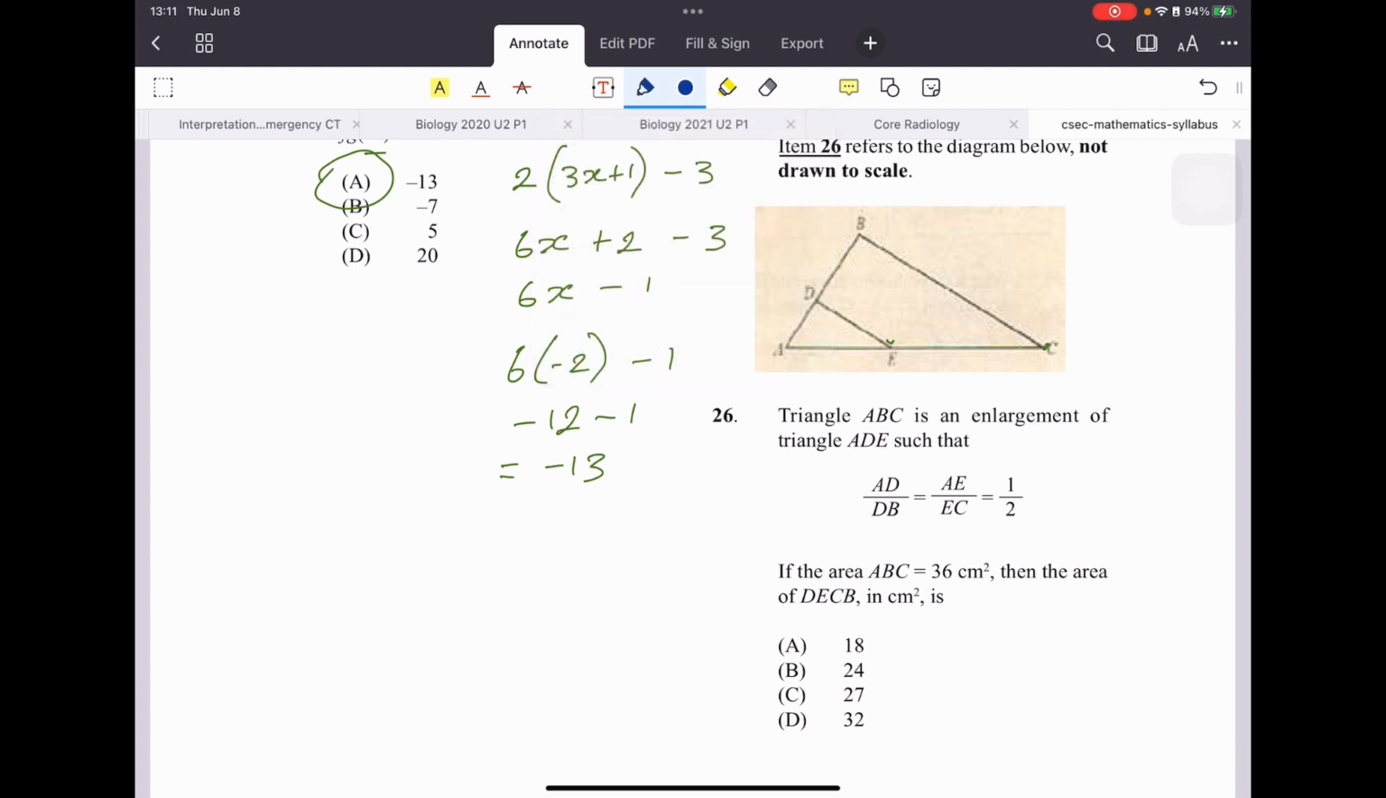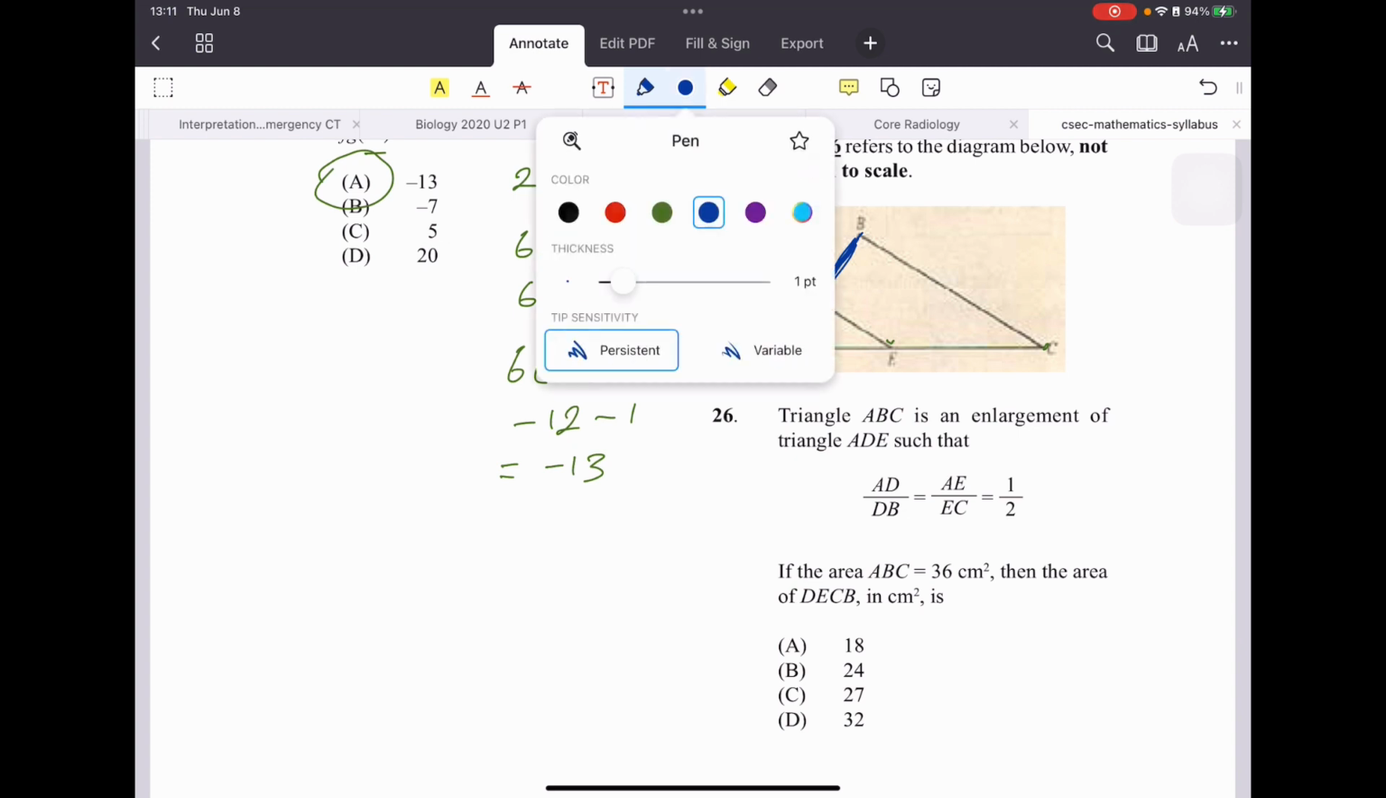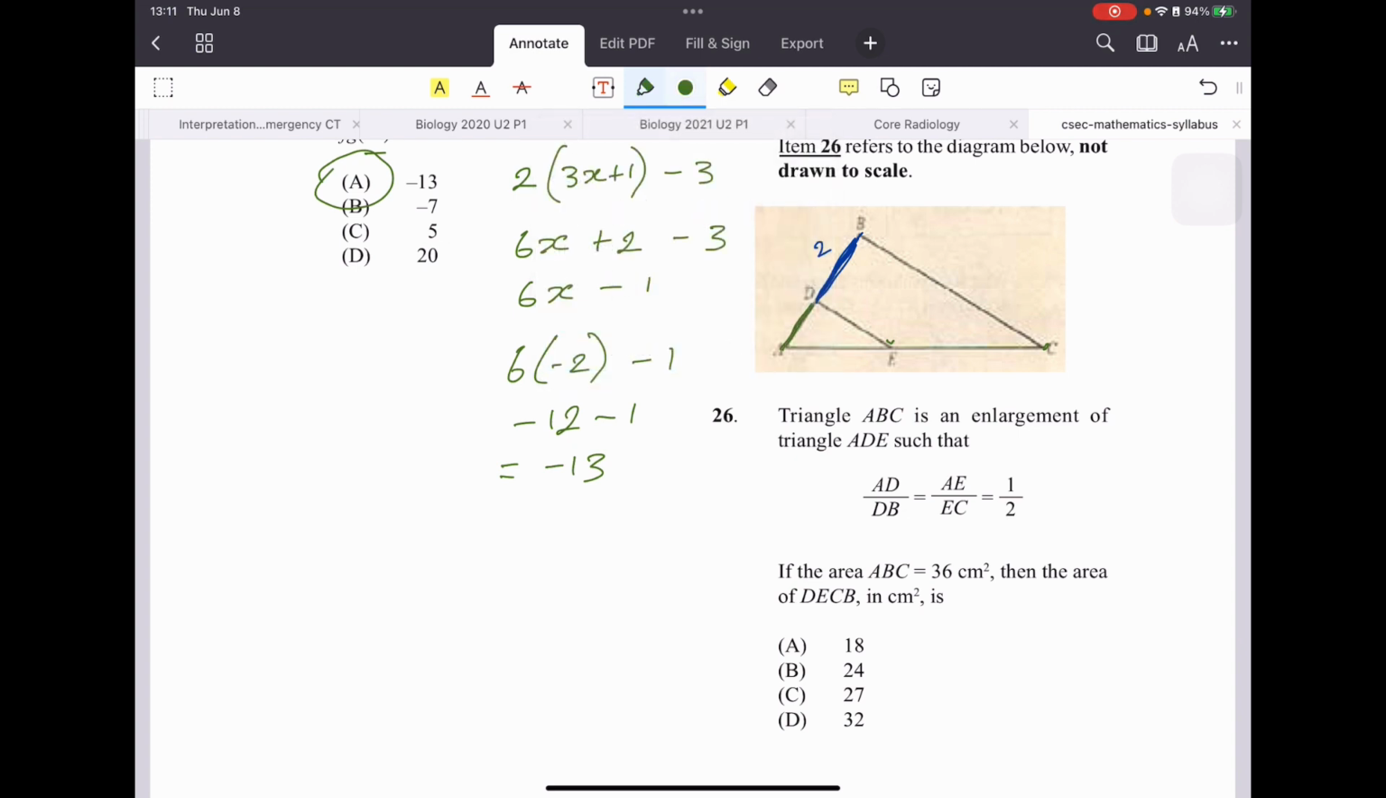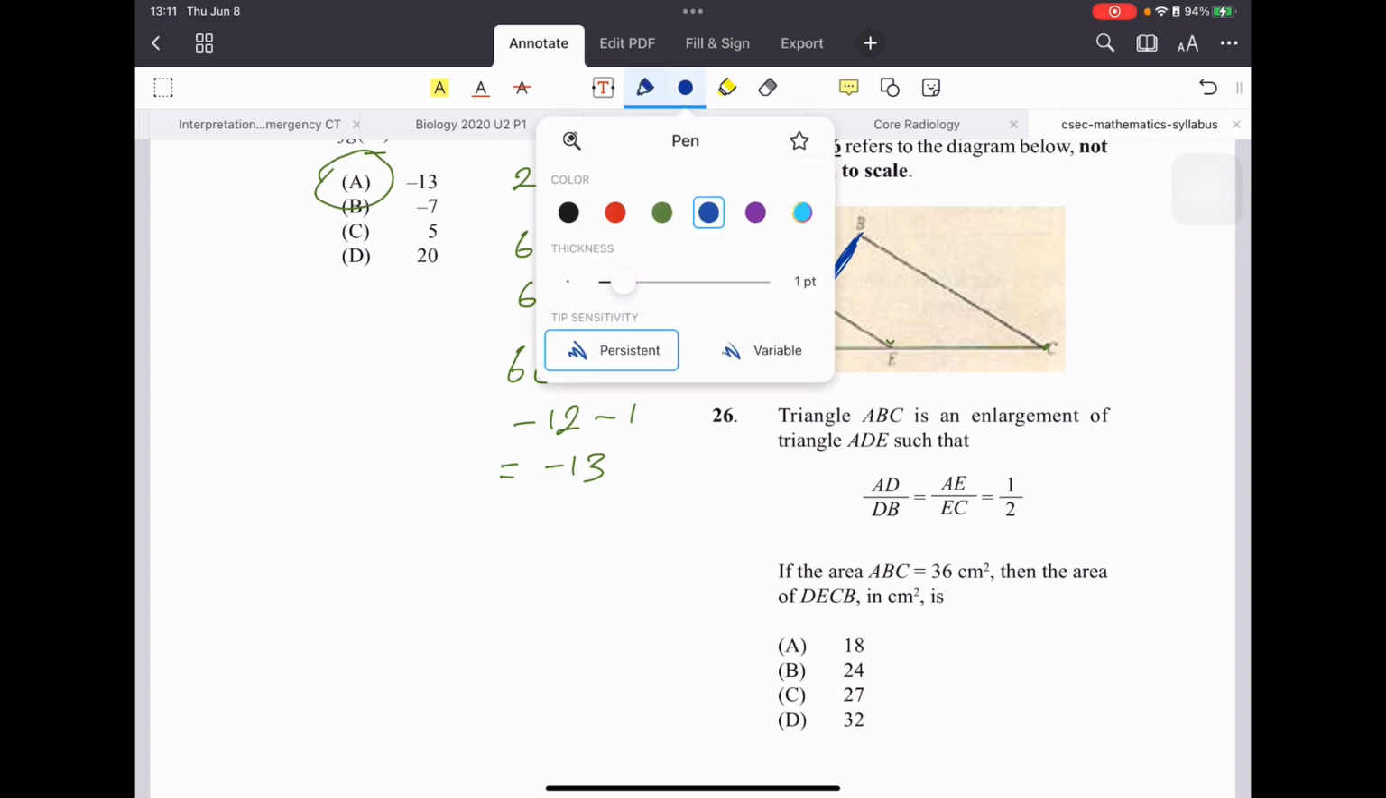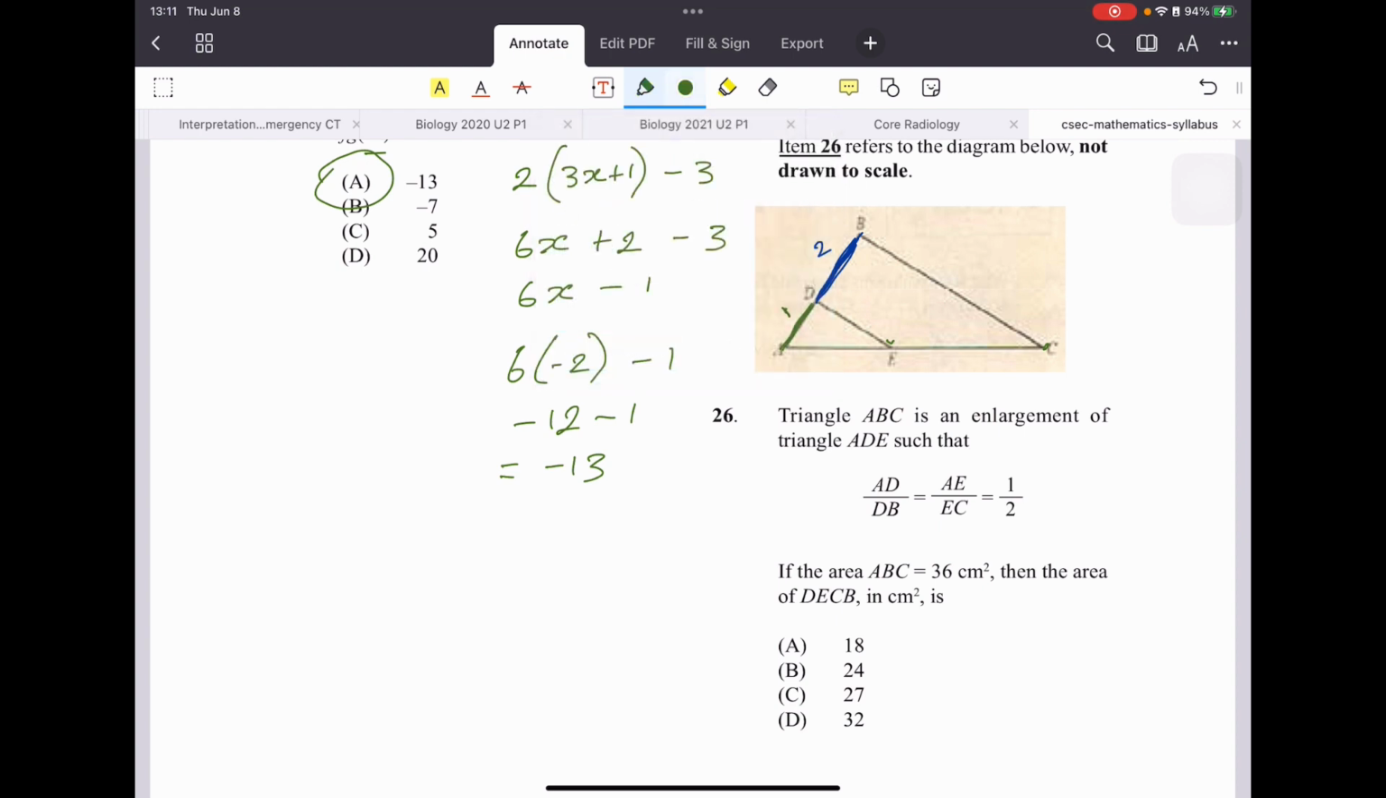So DB here in blue is 2 times the length of AD. Right, so that does not mean it's a scale factor of 2. This actually means, if you think about it like vectors, that AB is actually 3 times the length of AD because you have 2 parts here in the blue and 1 part here in the green. So the total length of AB is 3 times the length of AD, and it's the same for AE.